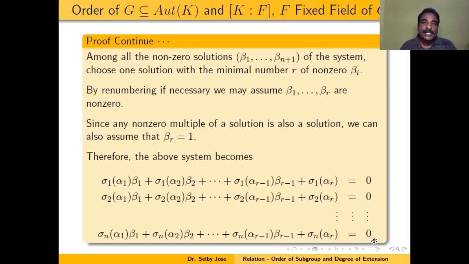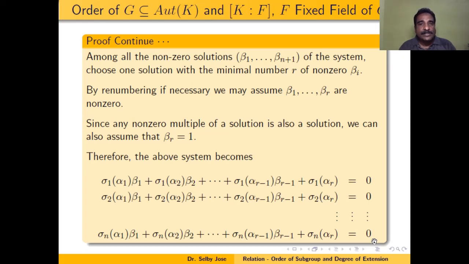So after renumbering, if necessary, we may assume that beta 1, beta 2 etc. beta r are non-zero and beta r plus 1, beta r plus 2 etc. beta n plus 1 are equal to 0. All these terms are 0. And therefore beta 1, beta 2 etc. beta r, 0, 0, 0 etc. 0, that one is a non-zero solution of the above system.